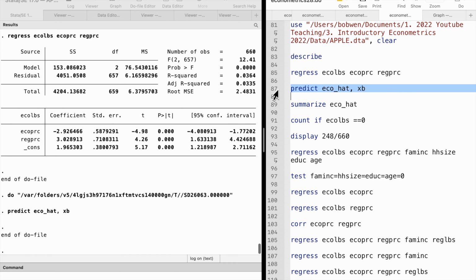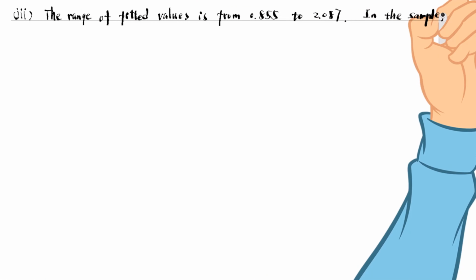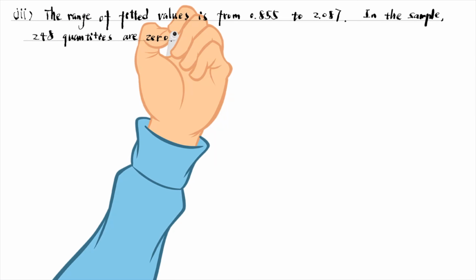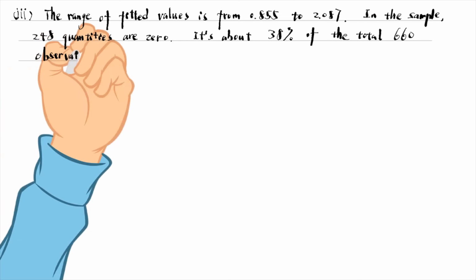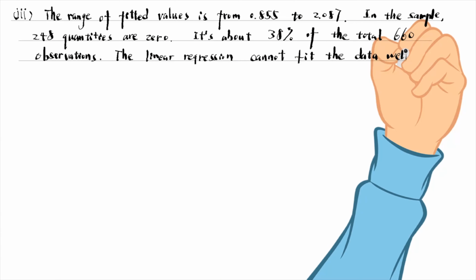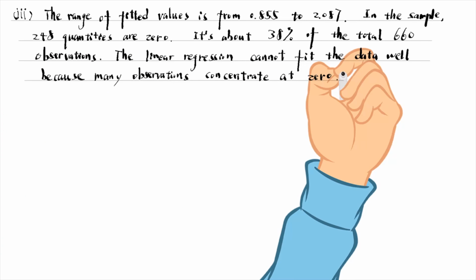We give the fitted value the name eco-hat. Summarizing eco-hat, we find the range is from 0.855 to 2.087. In the sample, 248 quantities are 0. It is about 38% of the total 660 observations. The linear regression cannot fit the data well because many observations concentrate at 0.